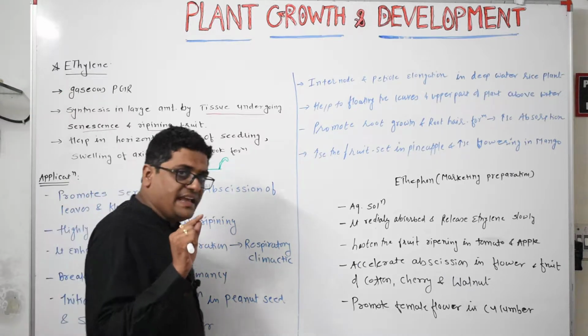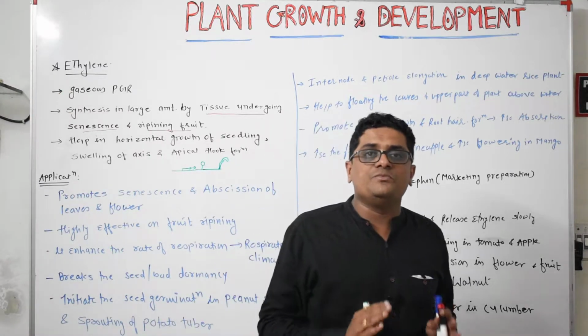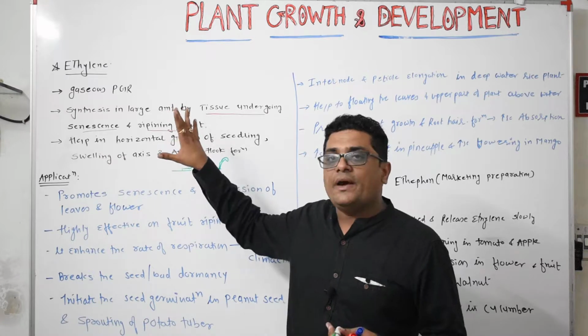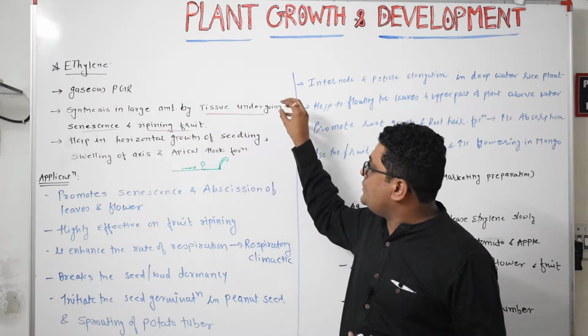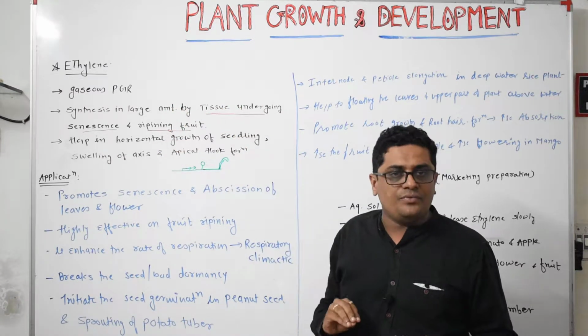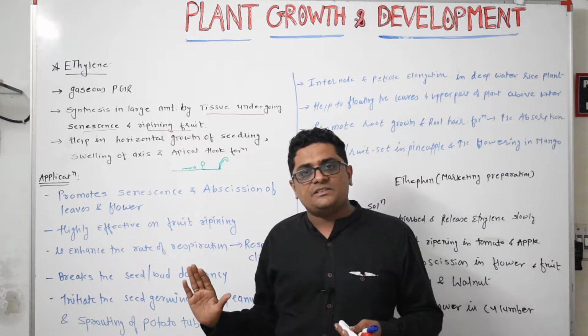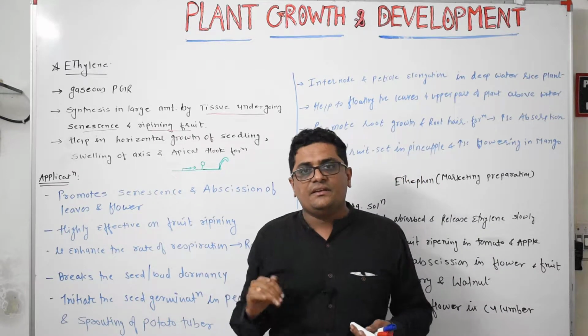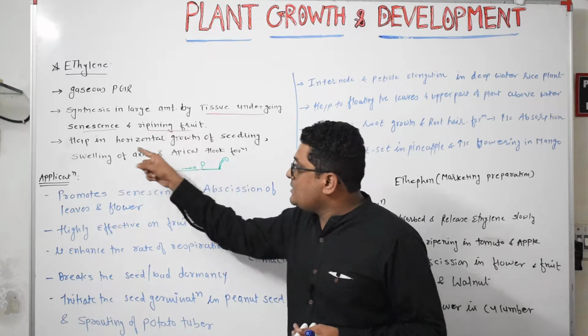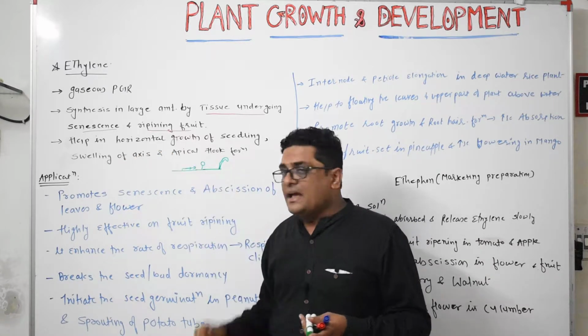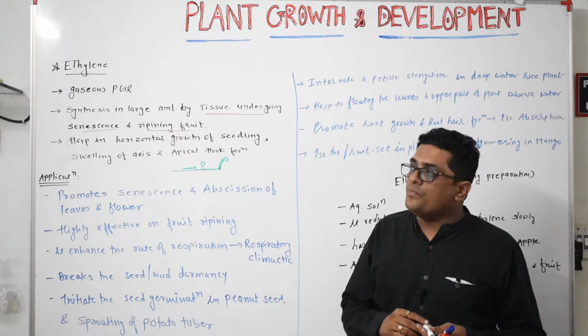So ethylene is the gaseous PGR. Where is it mostly found? Ethylene is most widely found in tissue undergoing senescence and the ripening of fruit. And ethylene is responsible for the horizontal growth of the seedling. It is also responsible for the swelling of the axis and helps in the apical hook formation.